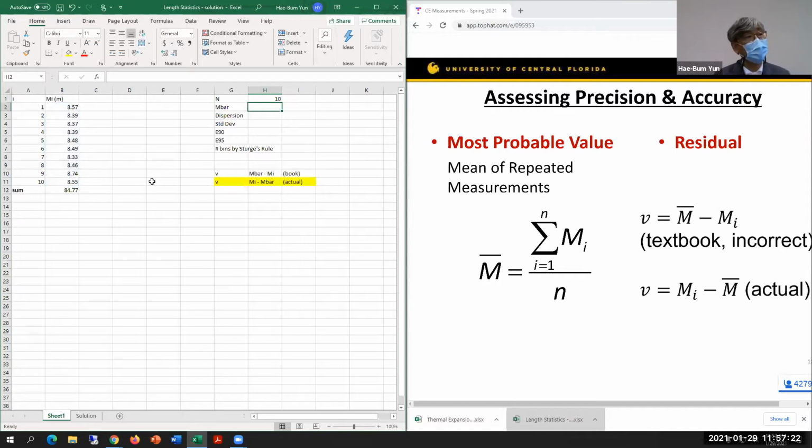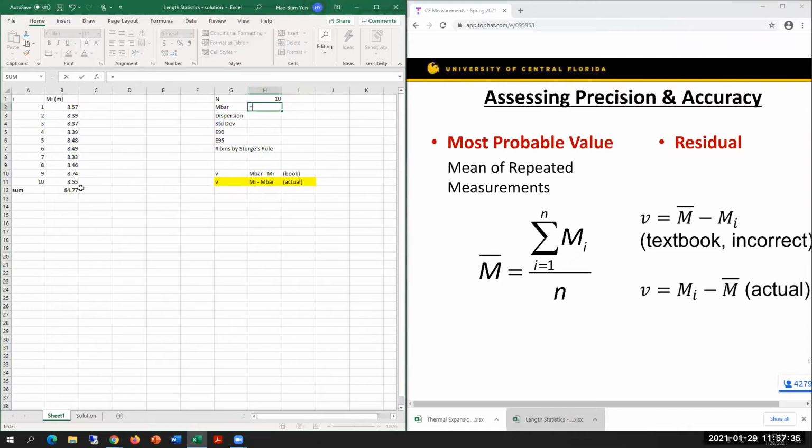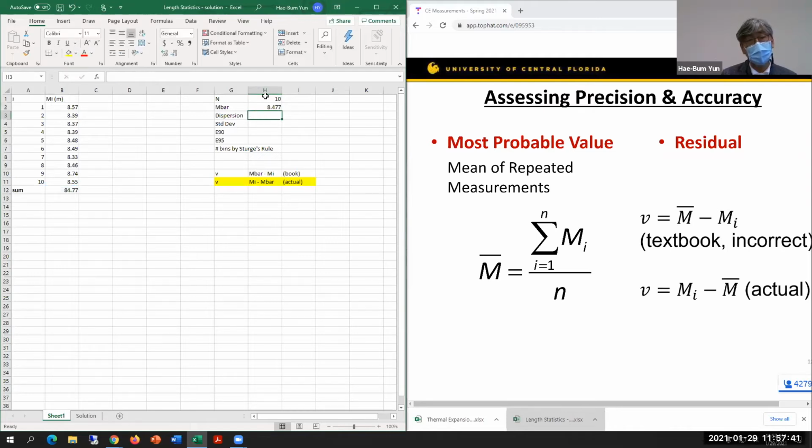And how can we calculate m bar? We divide our sum over n. So sum divided by n. So this is the m bar.